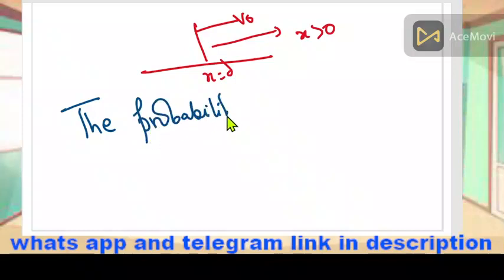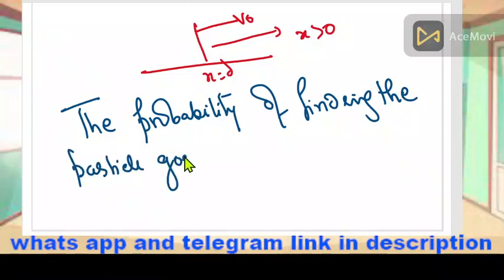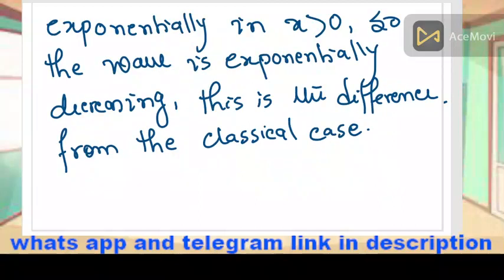The probability of finding the particle goes on decreasing exponentially. This is the interesting situation. The thing that you should consider in this case is that the probability density is not zero, means you have a probability of finding the particle in this region. And this is the difference from the classical case.